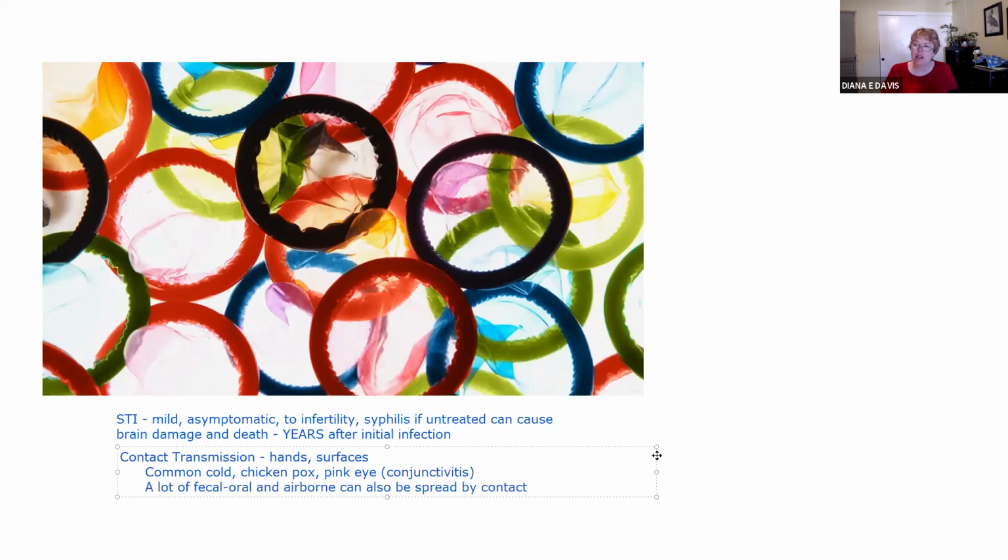So doorknobs are often problematic. Toys at daycare, very problematic. And generally speaking, most of these, you have to contact your mucous membranes. So that's touching your lips, your nose, your eyes, your genitals when you go to the bathroom, that sort of thing.